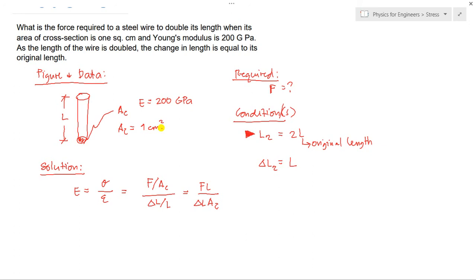Now, we don't have the force here. We don't have L here. So this is from the first condition. We don't have delta L2 either. So this one is the first condition. How about for the second condition?